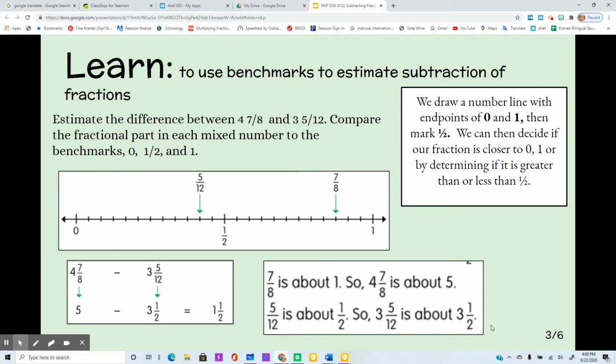So 5 minus 3.5, well, 5 minus 3 is 2, but I still have to subtract a half. So that gives you 1.5. And if you look at it like what we were doing, 2 is the same as 2 over 2. So it's 1 plus 2 over 2, because 2 over 2 is a whole. Now we can subtract the half, and that's how you get a half. So it's about 3.5.